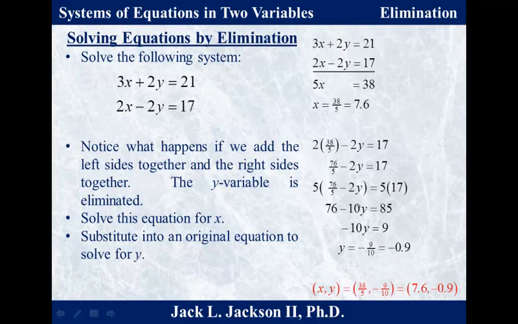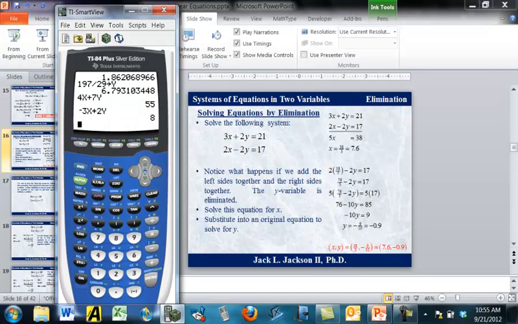I should use the distributive property on the left. And then add negative 76 to both sides and then divide by negative 10. And we get y is negative 9/10 or negative 0.9. And so we get that. Let's check that one just to make sure I didn't make any mistakes here.